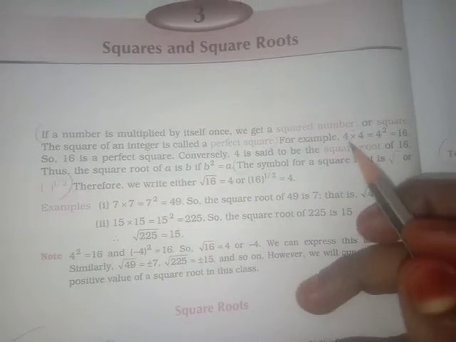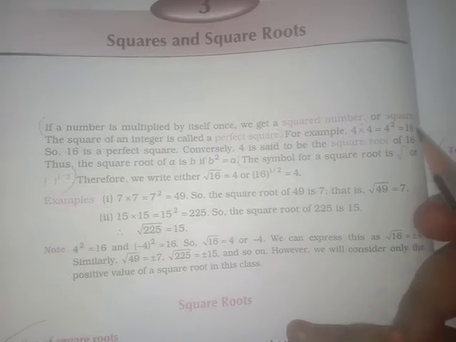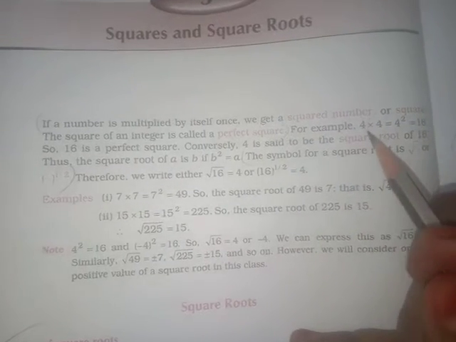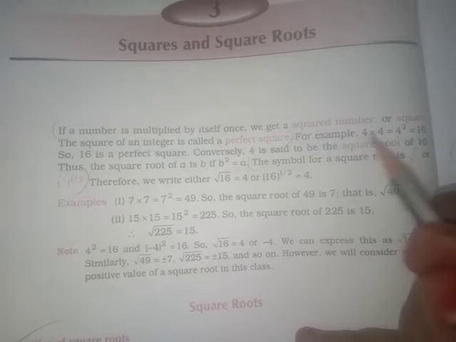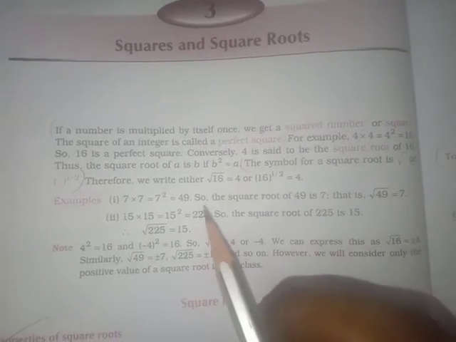For example, 4 into 4 is equal to 4 square. 4 square means 16. So 16 is the square number of 4. 4 is an integer, and 4 is multiplied with itself. You get 16. 16 is the square number.